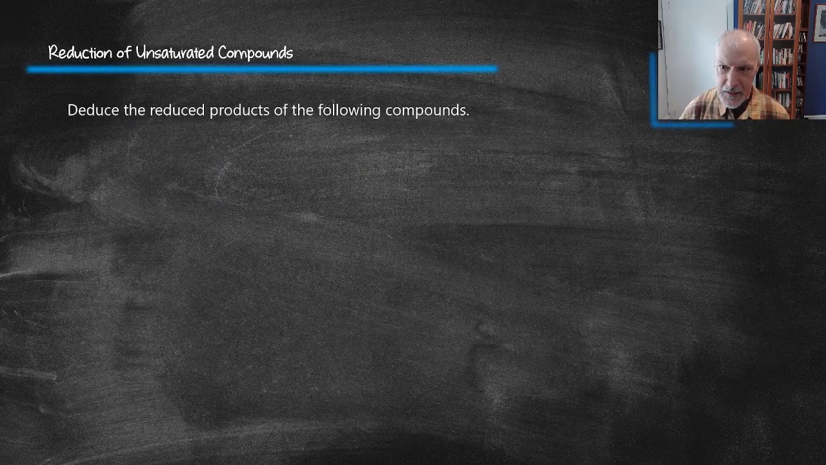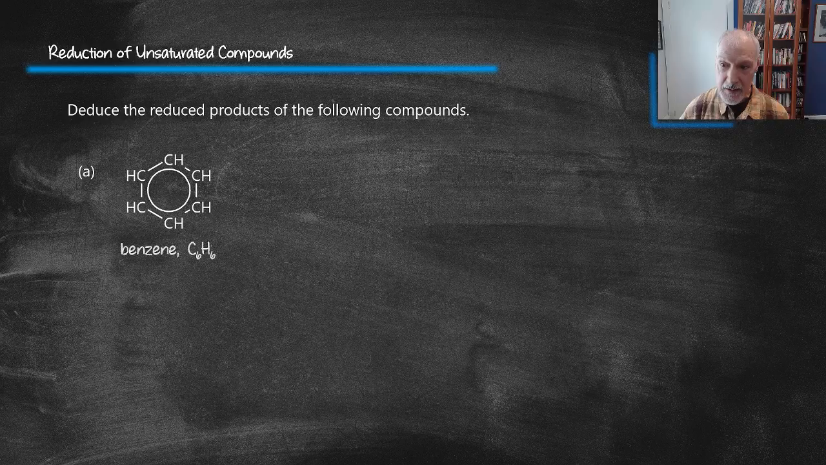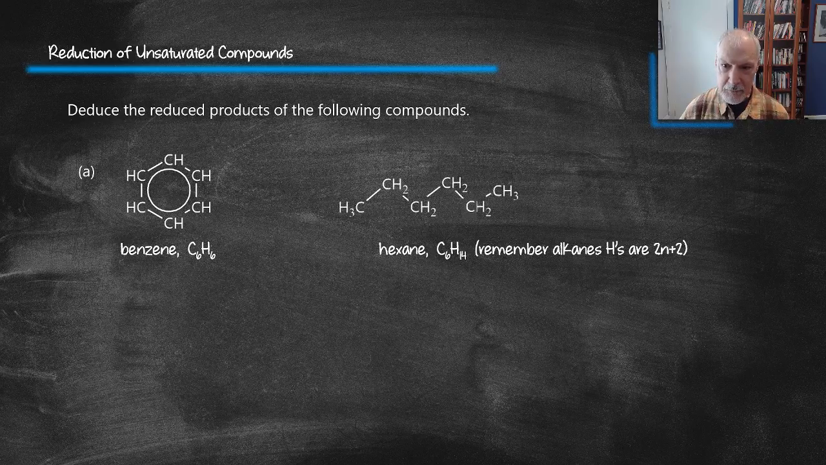First off, deduce the reduced products of the following compounds. The first compound you might recognize is the benzene ring, and its formula C6H6. When this becomes saturated, it's going to form hexane, a 6-carbon chain, again using the 2n+2 rule to get the number of hydrogens. So that would be the most reduced form of our benzene ring.